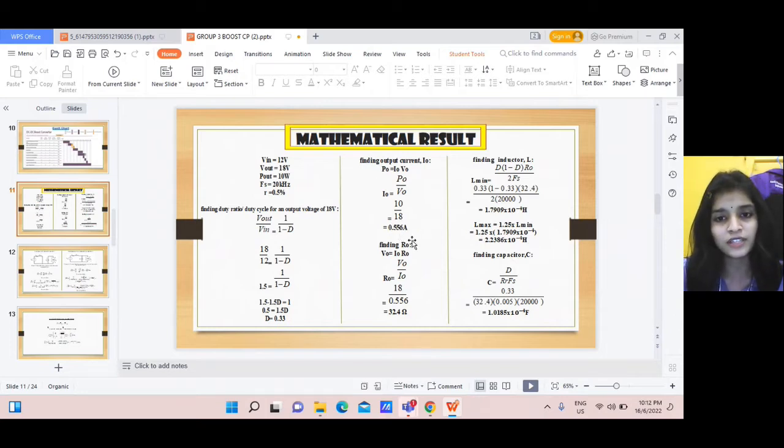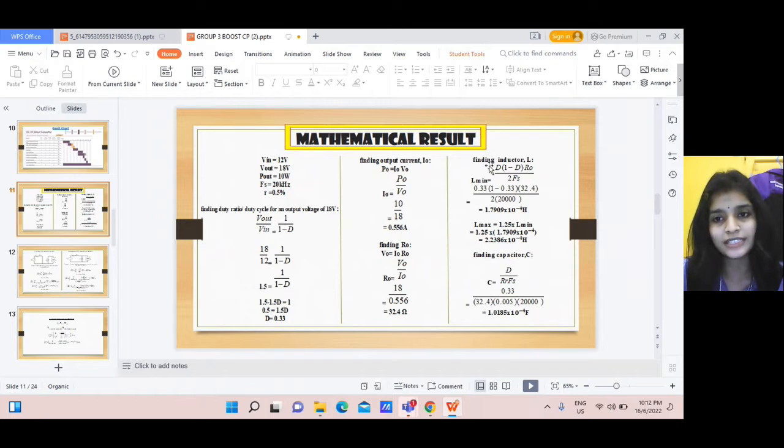So then we can find the output resistor. These are the variables that will be used for the boost DC-DC converter later. So V out equals I out times R out. So R out equals V out over I out, which equals 32.4 ohms.